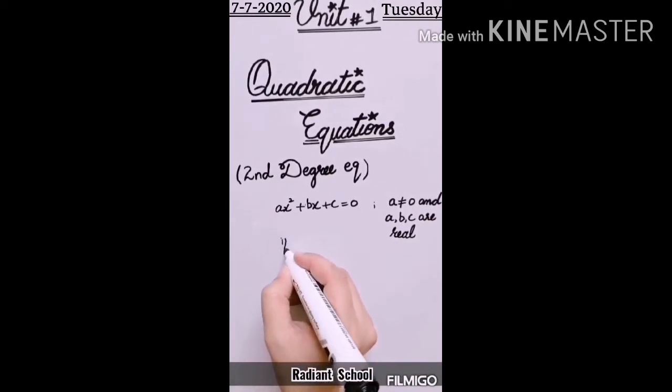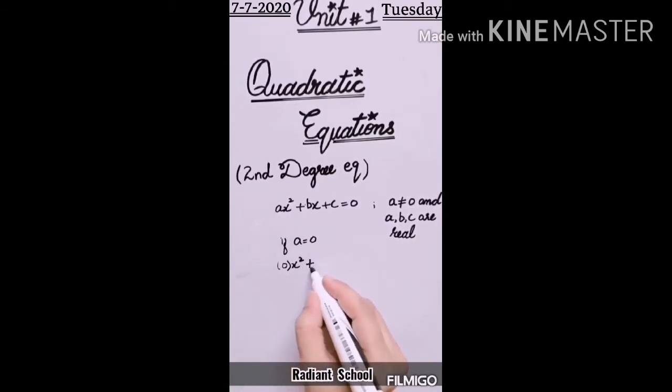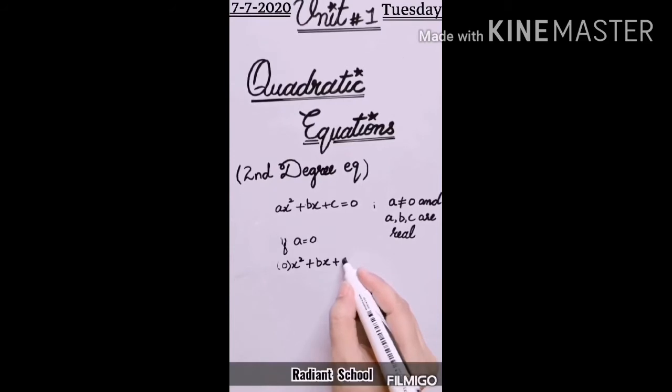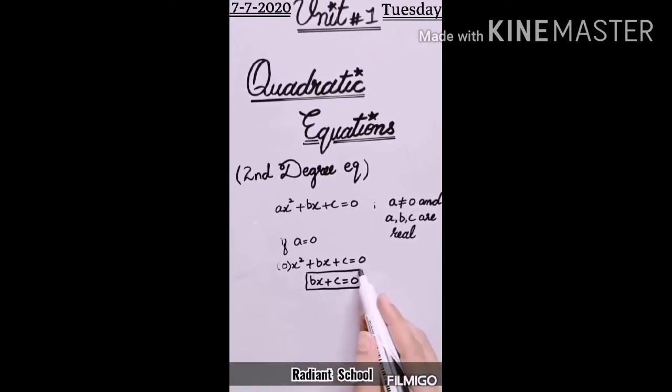Let's check. If we put a is equal to 0 in the given equation, instead of a, we get 0x square plus bx plus c is equal to 0. 0 multiplied by any variable, its answer will be 0. So bx plus c is equal to 0. Now you can observe that when we put a is equal to 0, it is not a quadratic equation. It becomes a linear equation because here the highest power of the variable involved is 1.